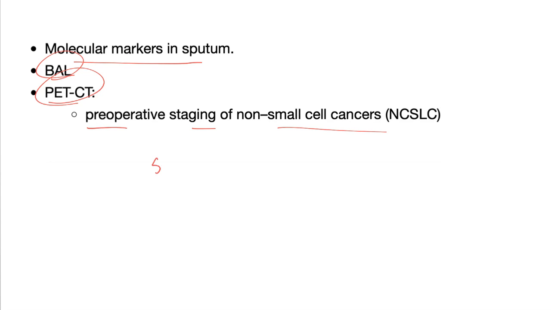Why not for small cell lung cancer? Because small cell cancers are inoperative. You cannot do surgery for small cell lung cancer, and my mnemonic is terrific. Small cancers are very small, so small that even the surgeon cannot see them.